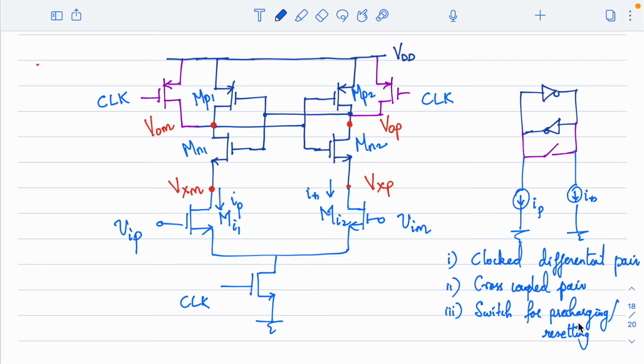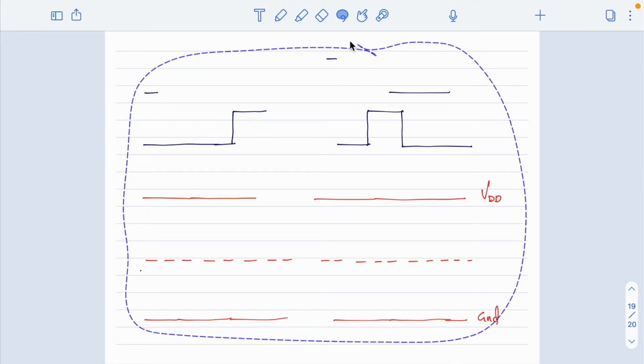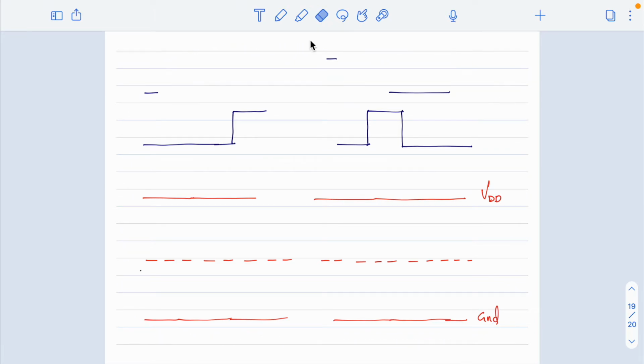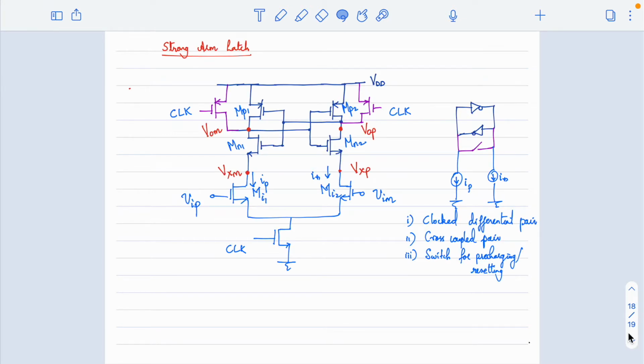Now let's look at the working of this StrongARM latch. Since this is based on a clock, we will look at the working under two phases. One when the clock is low and the other when the clock is high. So first let's assume that the clock signal we have is equal to 0. Clock is equal to 0.